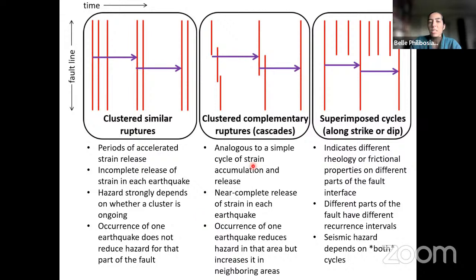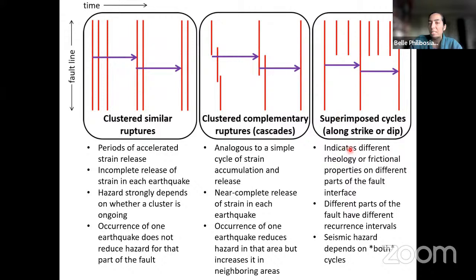In the regime of cascading ruptures, this is more analogous to a simple cycle of strain accumulation and release, in that you would have near complete release of strain in each earthquake, and the occurrence of one earthquake does reduce hazard in that area, but it actually increases it in the neighboring areas. So once this earthquake occurs, this next segment of the fault is more likely to have an earthquake there soon.